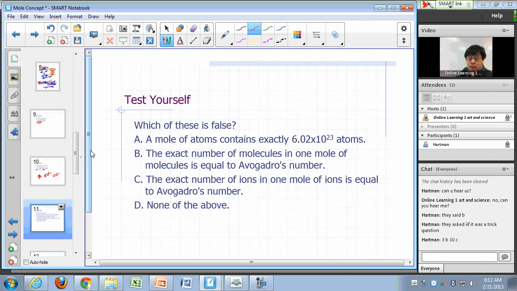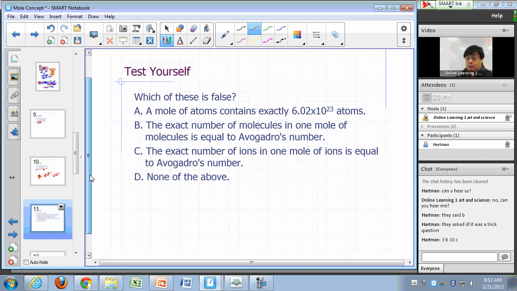All right, let's look at a true or false question here. Which of these is false? A, a mole of atoms contains exactly 6.02 times 10 to the 23rd atoms. B, the exact number of molecules in 1 mole of molecules is equal to Avogadro's number. C, the exact number of ions in 1 mole of ions is equal to Avogadro's number. Or D, none of the above.